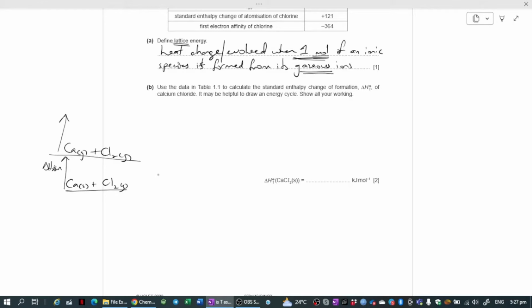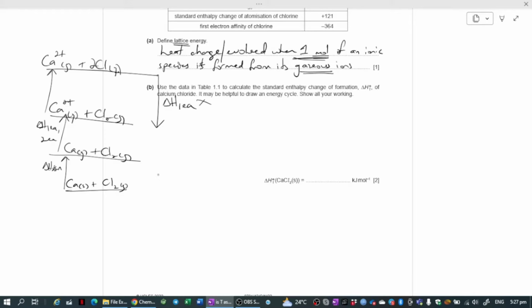So we'll have to do the first and second ionization energies. So delta H first IE, second IE. So we'll get Ca2+ gas plus Cl2 gas. And then what we do, we atomize the non-metal. And this will give us Ca2+ gas and 2Cl gas. After we reach this point, we then have to do the electron affinities. So it's almost the reverse of ionization energy. We do the electron affinities for chlorine, and this will be the first electron affinity for chlorine, and this value will have to be multiplied by 2.